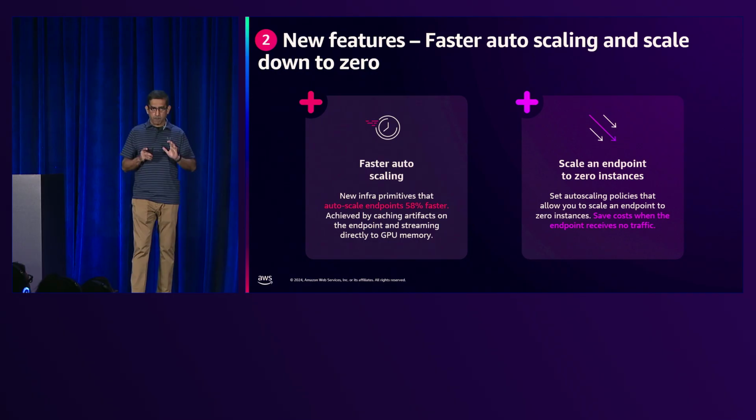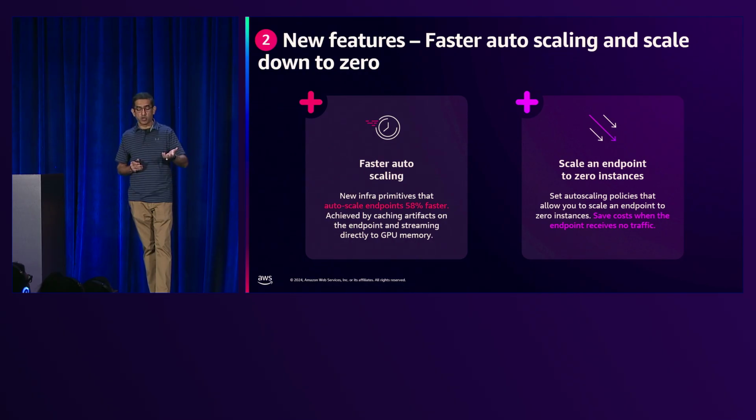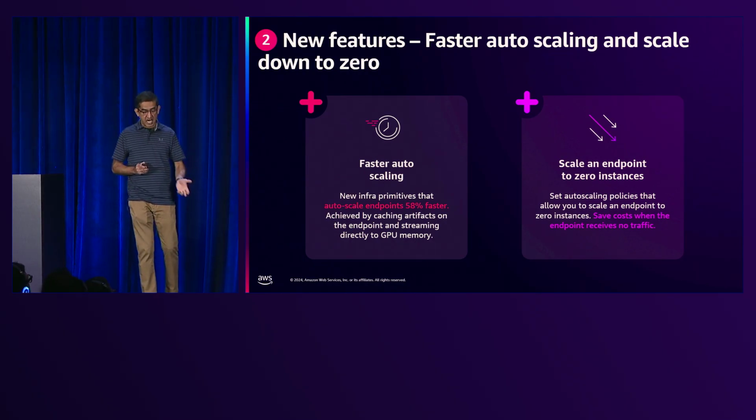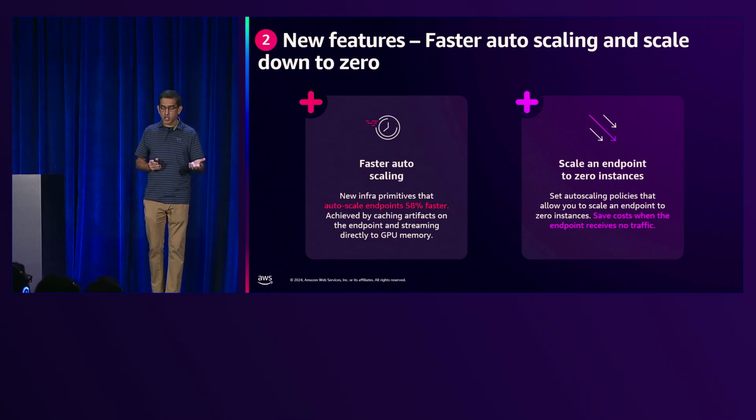Second, and this one is a big cost saver, you can now set auto-scaling policies so that your endpoints can scale down to 0 instances when there is no traffic. This means that you can configure your SageMaker endpoint so that you don't have to pay for instances when there is no traffic. And when the traffic resumes, after a pause, the endpoint will automatically scale up to serve new traffic without any intervention.